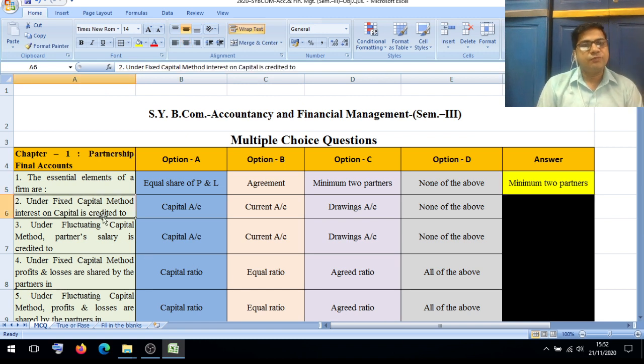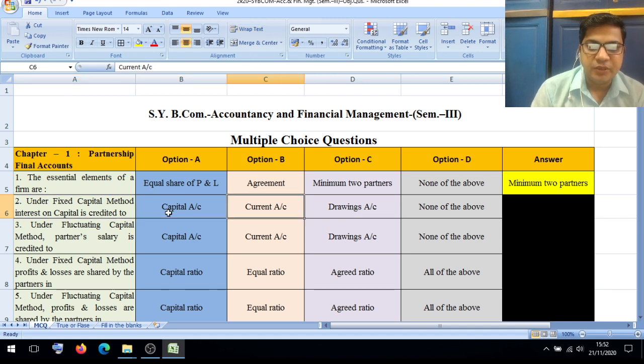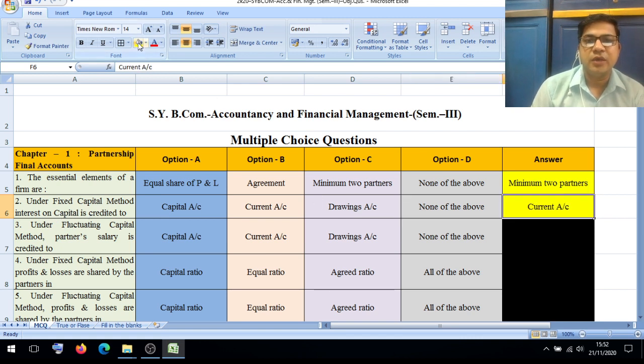Next, under the fixed capital method, interest on capital is credited to: option A, capital account; option B, current account; option C, drawing account; option D, none of the above. There are two types of methods, the fluctuating capital method and the fixed capital method. Under the fixed capital method, where do we have to credit the interest on capital? The answer is current account. Whenever the fixed capital method is there, you should prepare a current account, and this particular interest is credited to it.